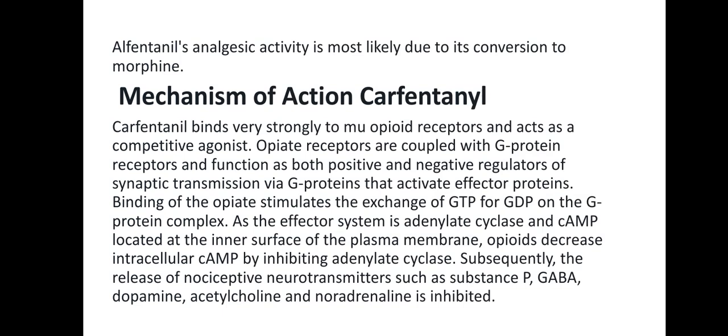Opioid receptors are coupled with G protein receptors and function as both positive and negative regulators of synaptic transmission via G proteins that activate effector proteins. Binding of these opiates stimulates the exchange of GTP for GDP on the G protein complex. As the effector system is adenylate cyclase and cAMP located at the inner surface of the plasma membrane, opioids decrease intracellular cAMP by inhibiting adenylate cyclase. Subsequently, the release of nociceptive neurotransmitters such as substance P, GABA, dopamine, acetylcholine, and noradrenaline is inhibited.